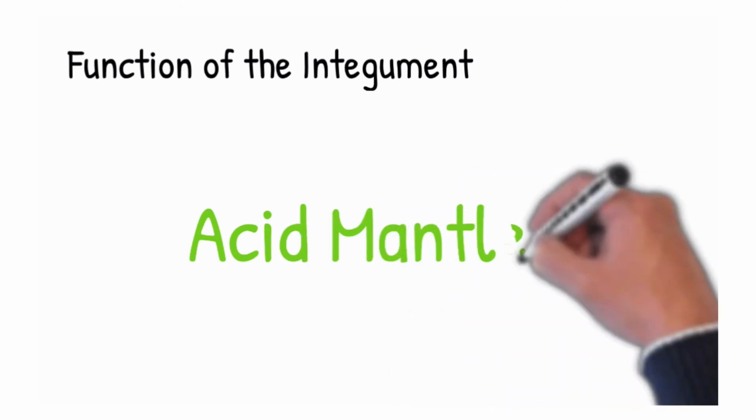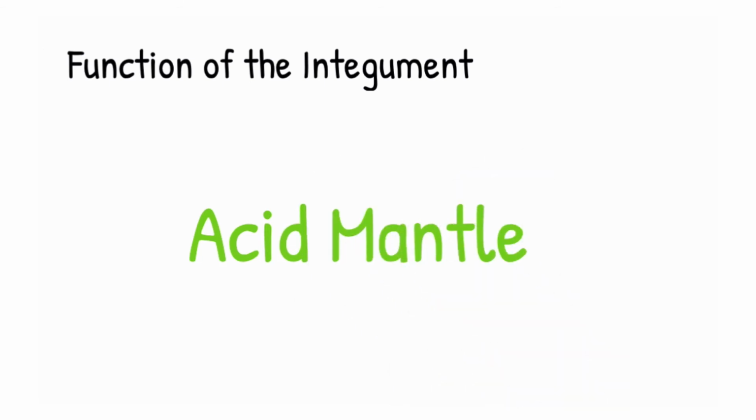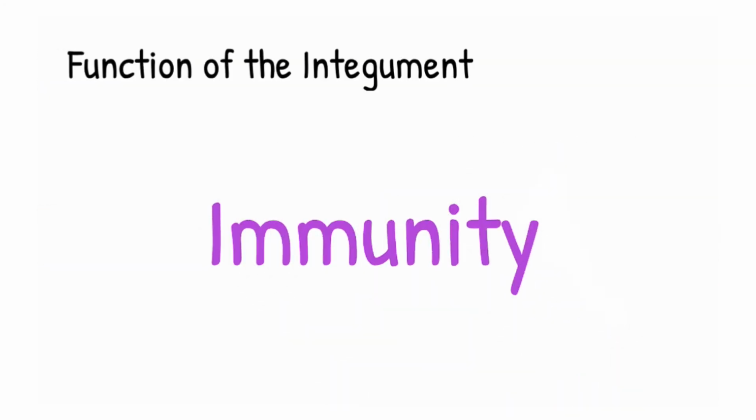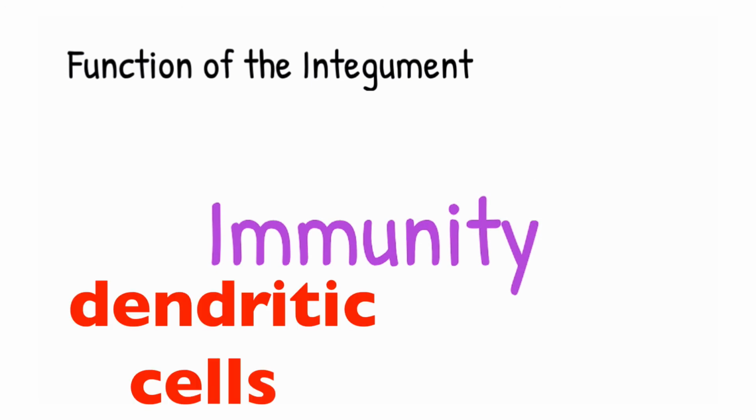Another function of the integument is a low pH. A neutral pH is 7. The pH of our skin is roughly 4 to 6, referred to as an acid mantle. Any pH between 0 and 7 is acidic, and that helps deter any microorganisms trying to enter our body. And as far as microorganisms, we also have immune cells within our skin known as dendritic cells, which activate our immune system and help promote our adaptive immunity.